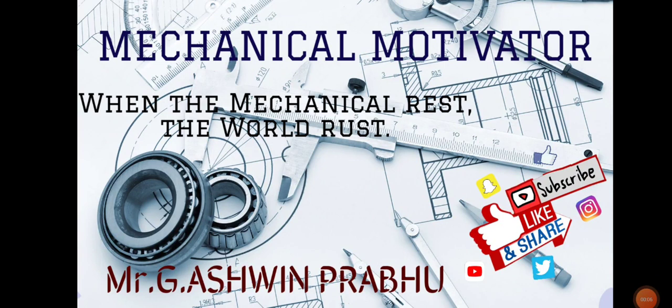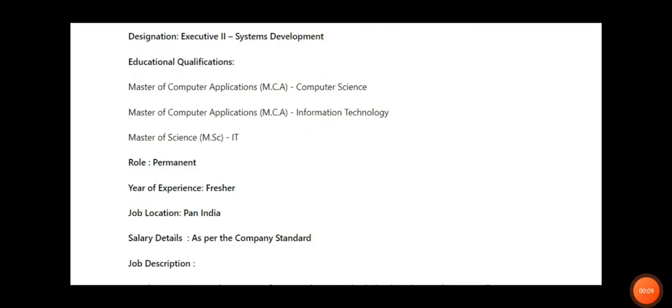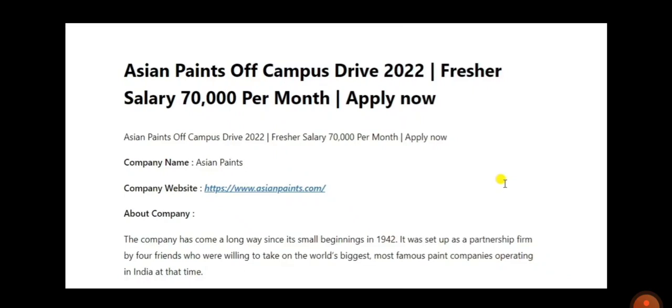In this video we're going to see job opportunities for those who have a Master of Computer Application (MCA) in Computer Science, a Master of Computer Application in Information Technology, and a Master of Science (MSc) in IT can apply for the job. The name of the company is Asian Paints. Now they are conducting an off-campus drive for 2022. Freshers can apply for the job. You will be getting a salary of 70,000 per month.